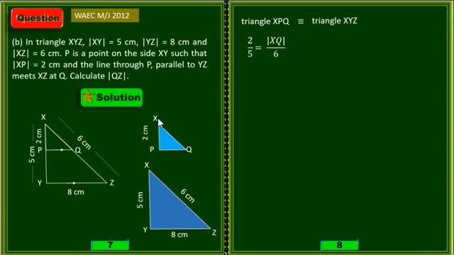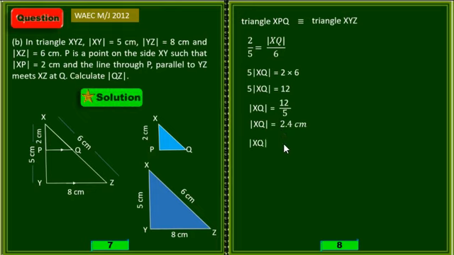That is SQ over 6. SQ is not given, so we have to find the value of SQ. Cross multiplying, we have 5 times SQ is equal to 2 times 6. Making SQ the subject, dividing 12 by 5, we have SQ as 2.4 centimeters.